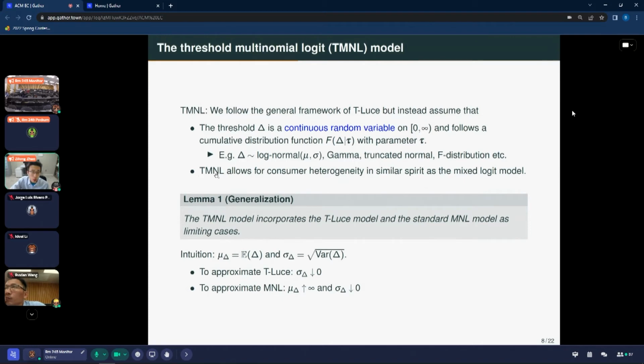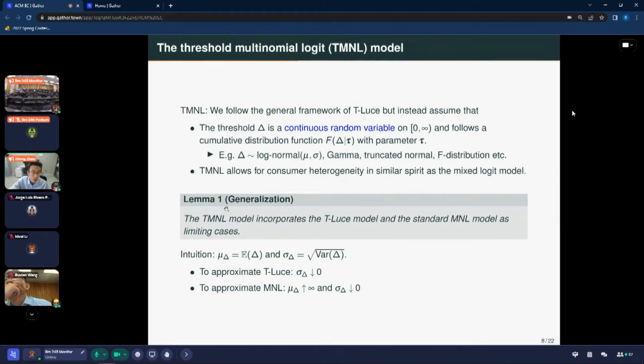So this TMNL model now allows consumers to have different delta, right? Because each consumer's delta is sampled from this common distribution. In this way, it is similar to the mixed logit model, right? The mixed logit model assumes an MNL model, but in the specific case, the beta of each consumer is sampled from a common distribution.